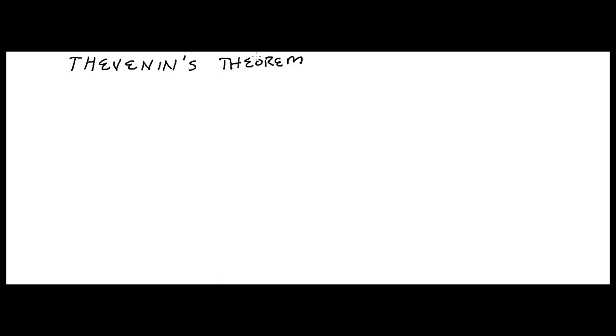Alright? So it has two things. Let me just make this in blue just so you have it. When you're doing this analysis, you're going to have VTH, that's your Thevenin voltage, and you're going to have RTH, that's your Thevenin resistance.